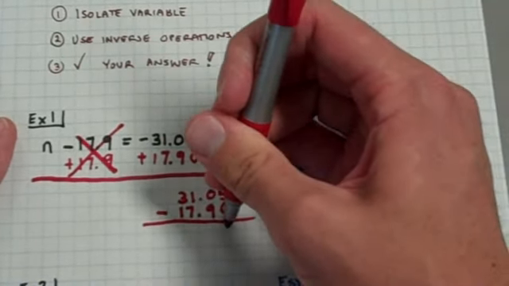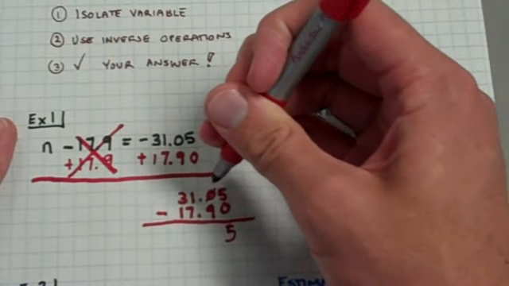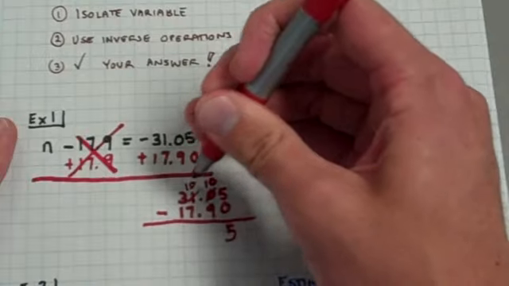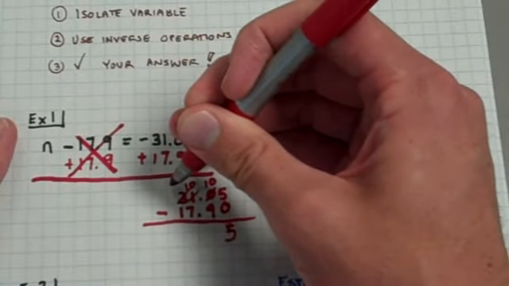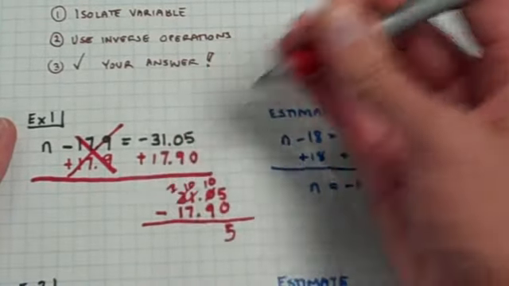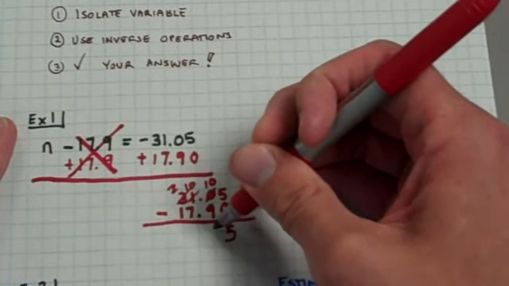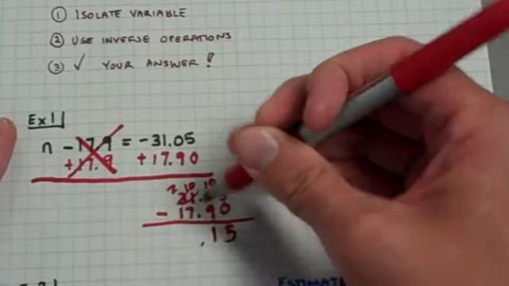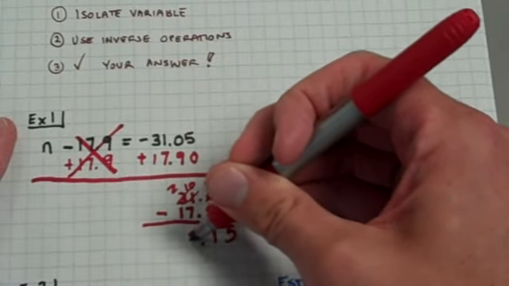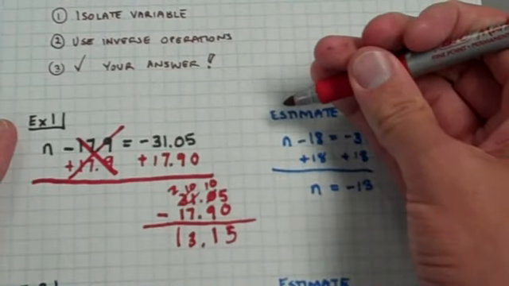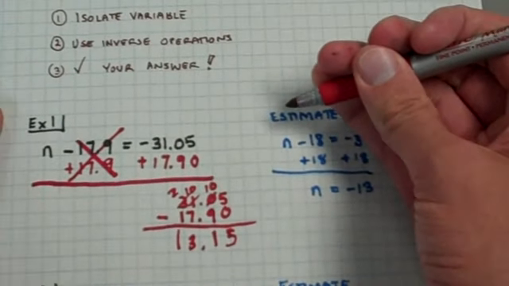We got 5 minus 0, which is 5. We have to do some borrowing here. That becomes a 10, and that becomes a 2. All right, so 10 minus 9 is 1, and 10 minus 7 is 3, and 2 minus 1 is 1. So 13.15. Now keep in mind, we're not done yet.